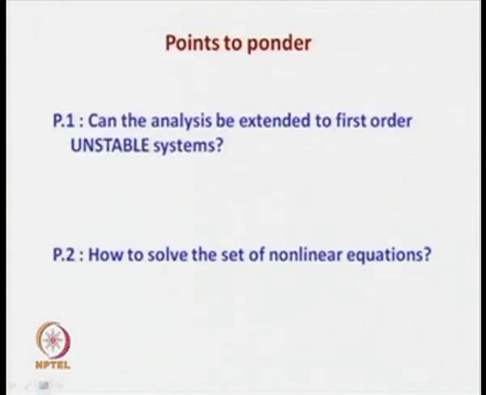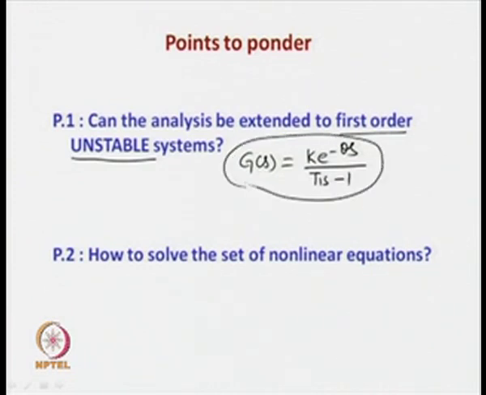Certain points to ponder regarding the material we have discussed in this lecture are like this. Can the analysis be extended to first order unstable systems? Often we can use the transfer function model G(s) is equal to K e to the power minus theta s upon T1 s minus 1 to represent the dynamics of a first order unstable system. So, easily we can extend the analysis for a first order unstable system, in which case the A matrix or scalar will be simply 1 upon T1.